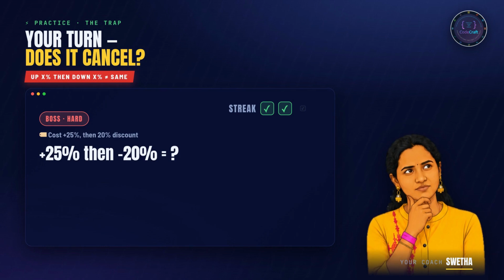Boss level? And this one has a twist. A shopkeeper marks the cost up 25%, then offers a 20% discount. What's the net change? Multiply the factors. Pause now and try.